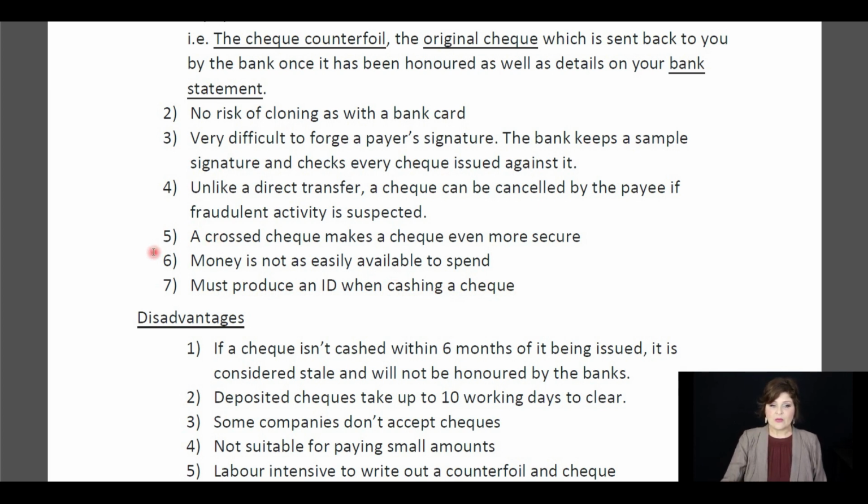So let me just say for number 6, where money is not readily available, it'll save you some money, because you won't be spending as easily as what you do when using a bank card. Number 7, must produce an ID when cashing a check. So that's another security measure. When you pay by check, usually they ask you for your ID. They write your ID number at the back of the check, as well as your address and your telephone number.